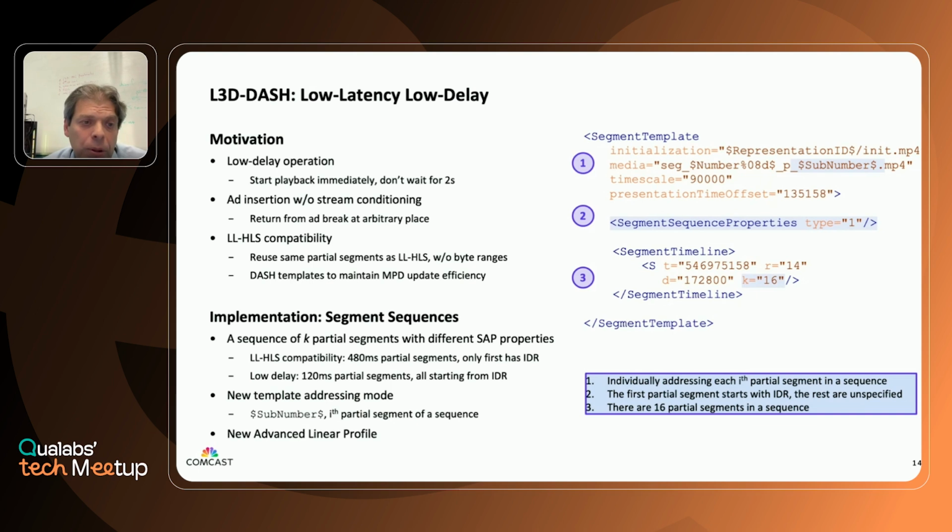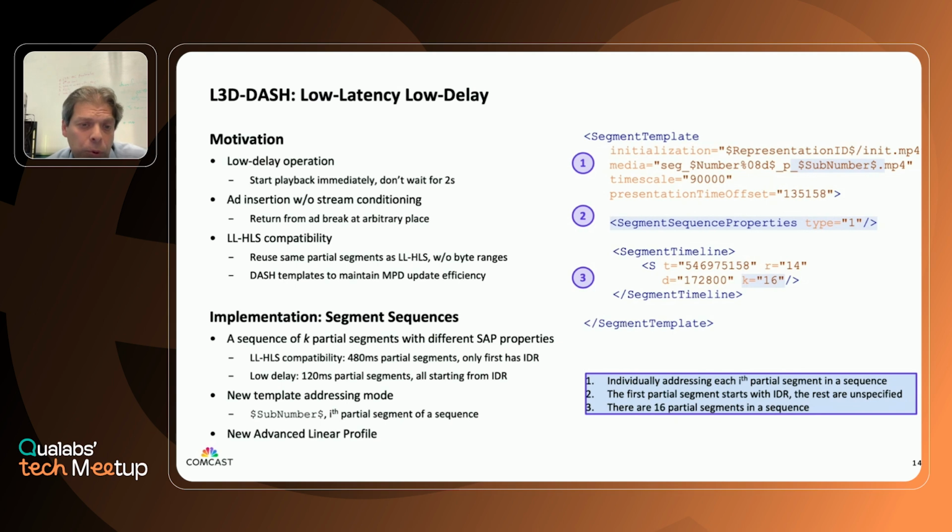With that said, we want to be more efficient at low latency HLS, and we still want to maintain DASH templates. So how do we implement this? Segment sequences. A sequence is a sequence of k partial segments. They can have different properties in terms of whether it starts from an IDR or from something unknown, and they are treated equivalently to the normal single-GOP segments that we use.